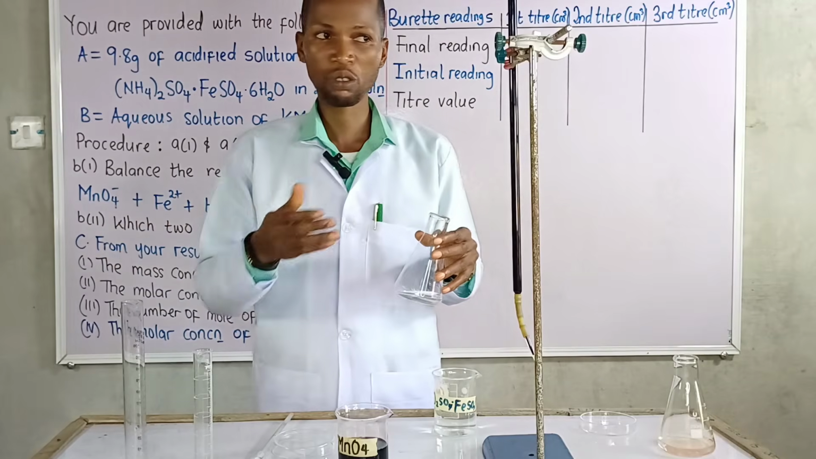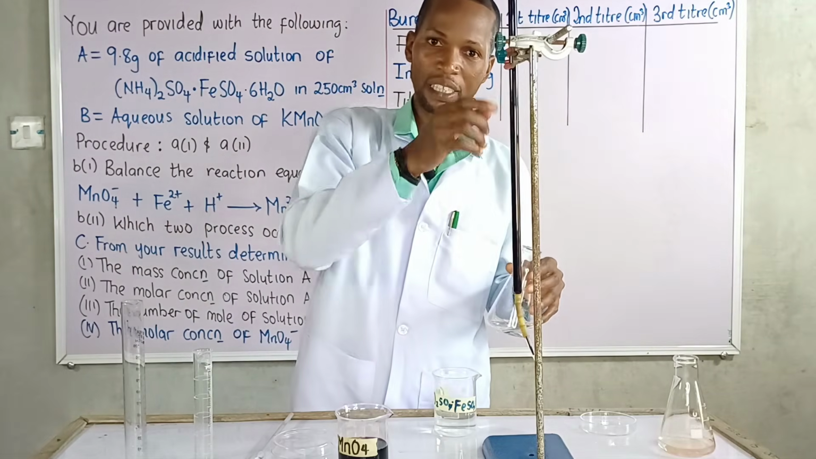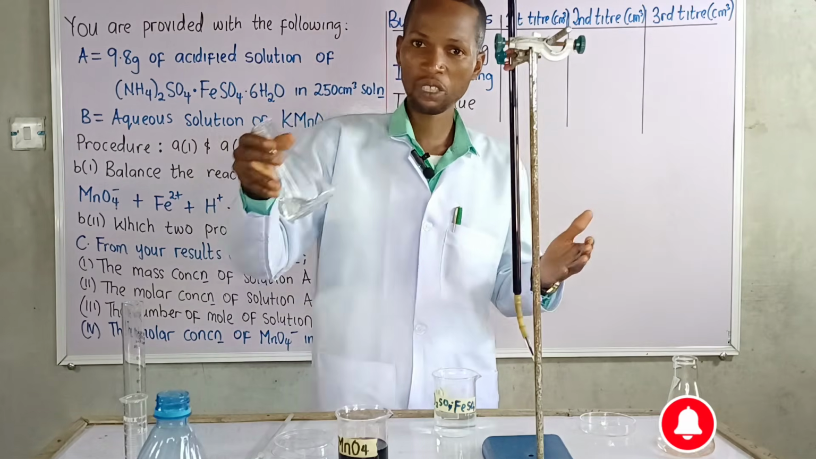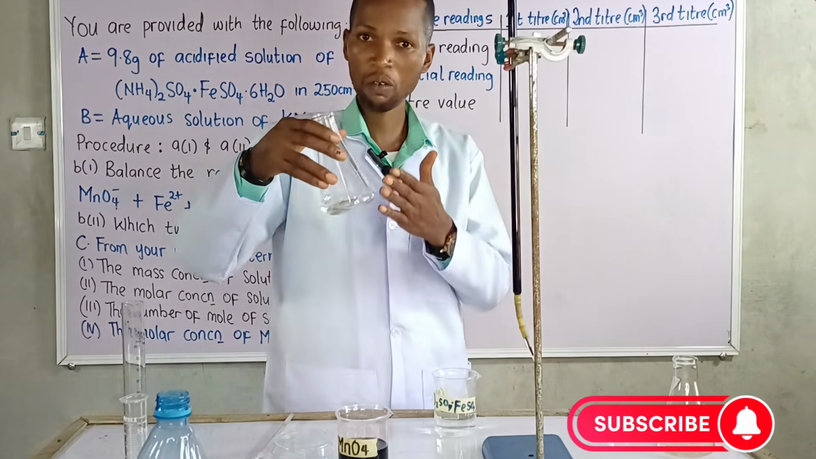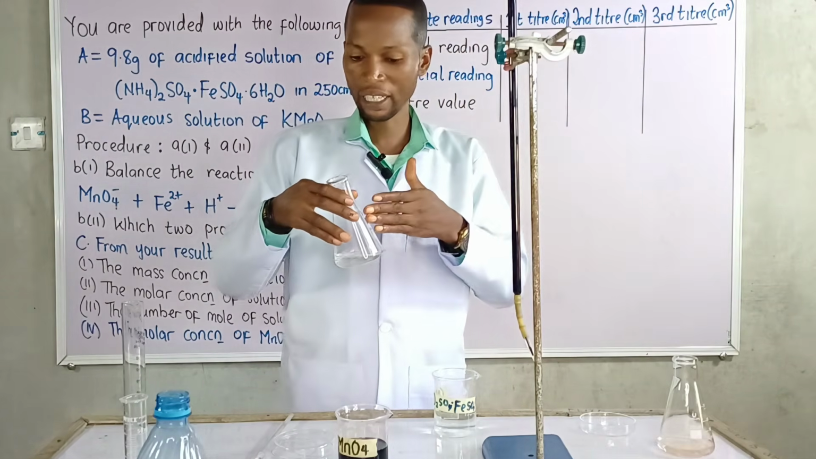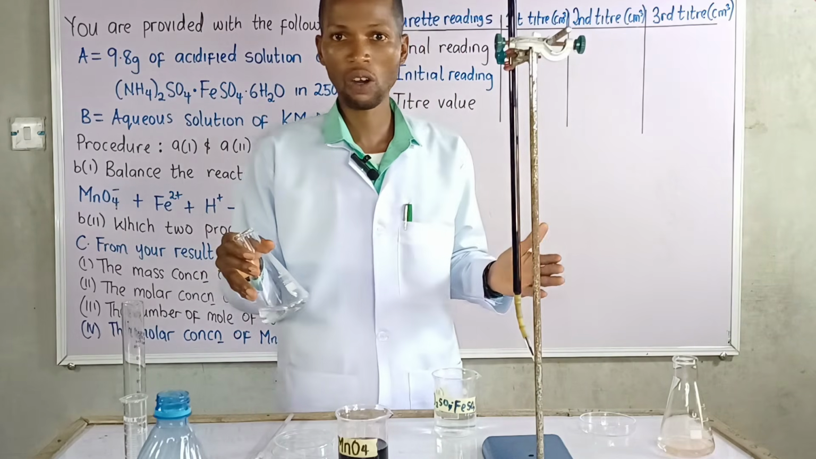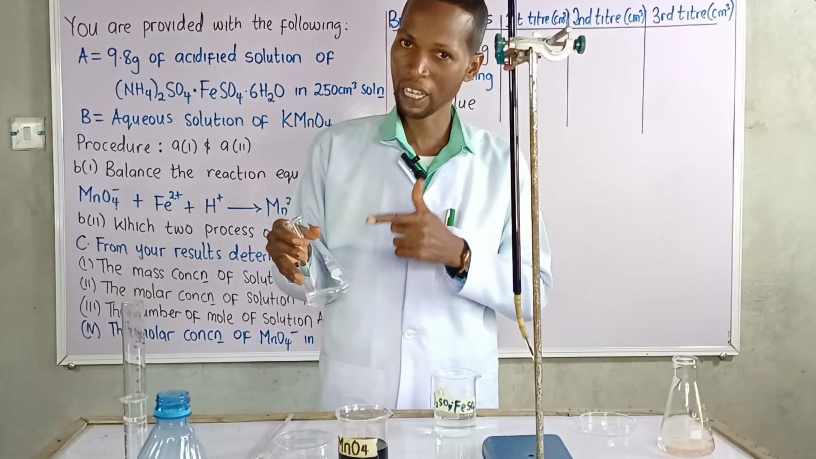So the next thing is to titrate the potassium permanganate against the acidified ammonium iron(II) sulfate. The solution initially is colorless. Now, can we start to titrate the potassium permanganate against the solution in the conical flask until a permanent pink color is obtained, which indicates the endpoint?